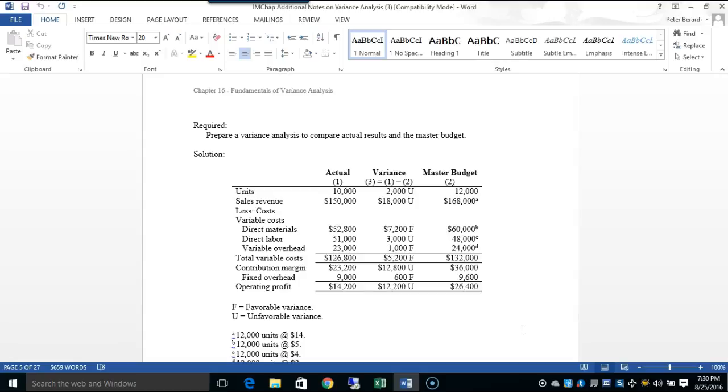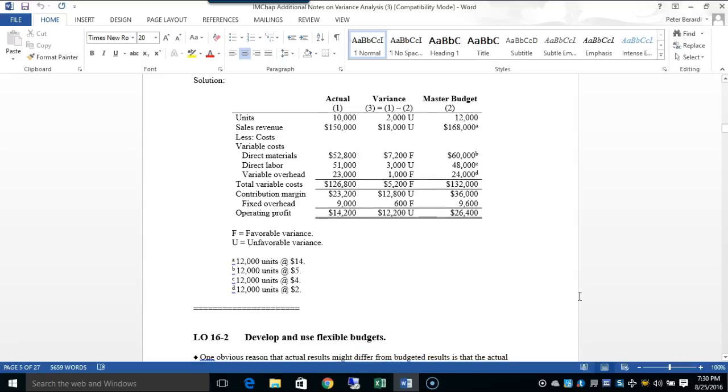Fixed overhead expense came in under budget by $600, therefore it's favorable. So it's basically a simple concept between favorable and unfavorable.